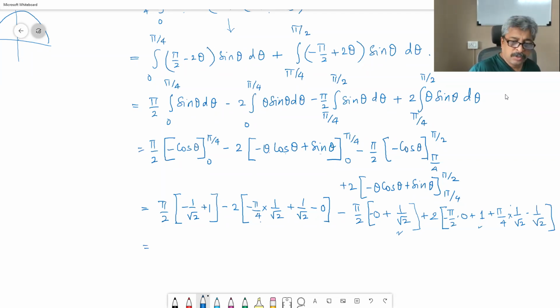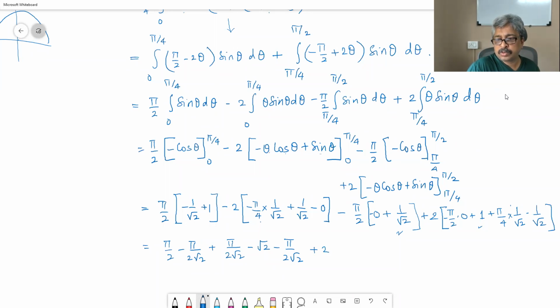This is pi upon pi by 2 minus pi upon 2 root 2, plus pi by 2 into pi by 2 root 2. This into this, correct? Yes. Minus 2 into this is minus root 2. This completes that, and this is 0. Then this is minus pi by 2 root 2. This is over. Then this is minus pi into 0. So this is 2 plus 2.